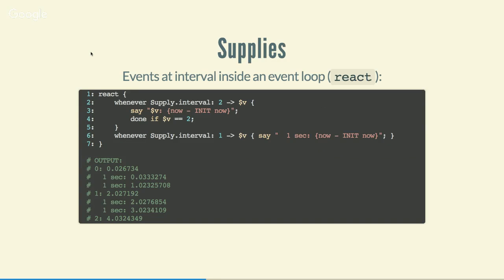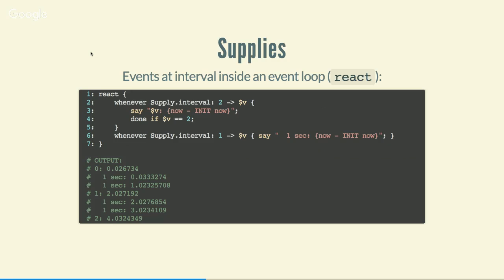Here is a way to write an event loop. You just use a react block, and inside of that react, you can use the whenever keyword that will watch for a supply. And here we have 2 supplies. We just use the interval method. It creates incrementing integers; in the first case, it's every 2 seconds. On line number 6, we use every 1 second. That's what the parameter does.